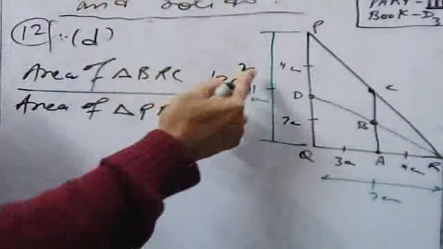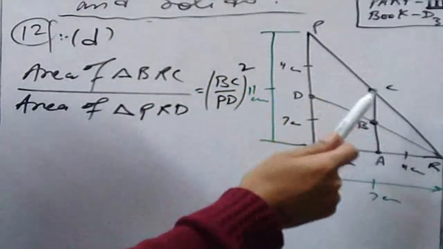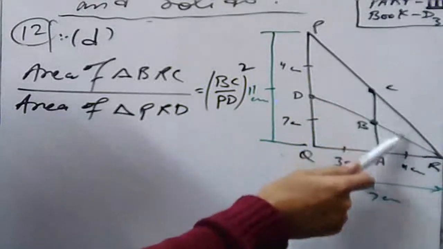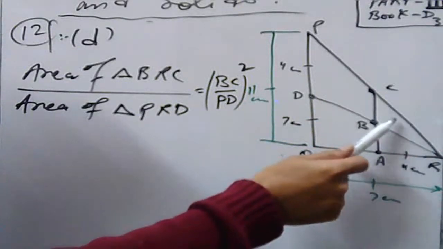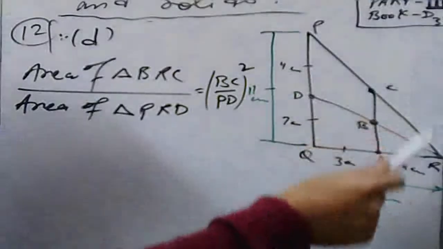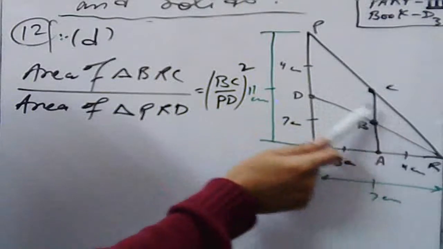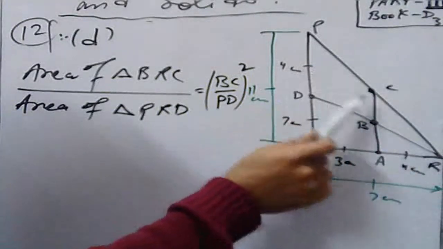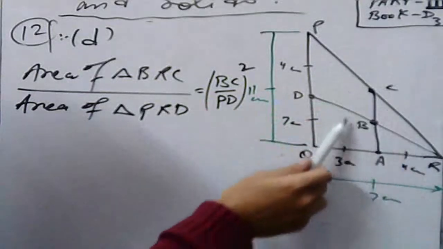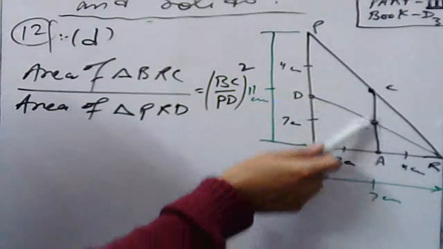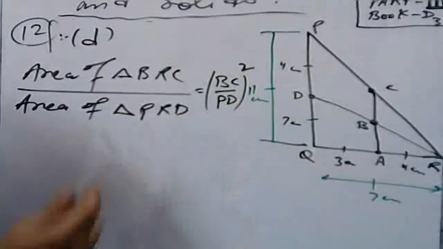Now here you see, we take the square of it. When we take the BRC, this one, and the PRD, this one, in both the triangles you can see height is not common. This one is a separate height, this one is a separate height, so we take the square. When initially we took the two triangles in which height is common, that's why we could not take the square of it. So that is the technical point.